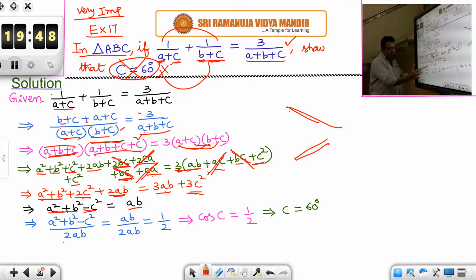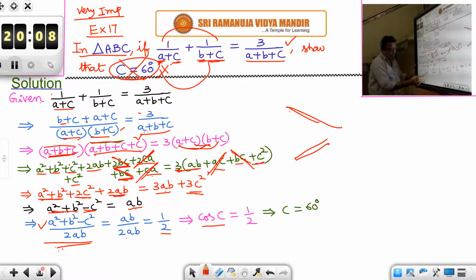So a square plus b square minus c square is equal to ab. I am dividing by 2ab on both sides. So a square plus b square minus c square by 2ab; right hand side, ab by 2ab, that is 1 by 2. But this is exactly the formula for cos c. This is cos c, the cosine rule.